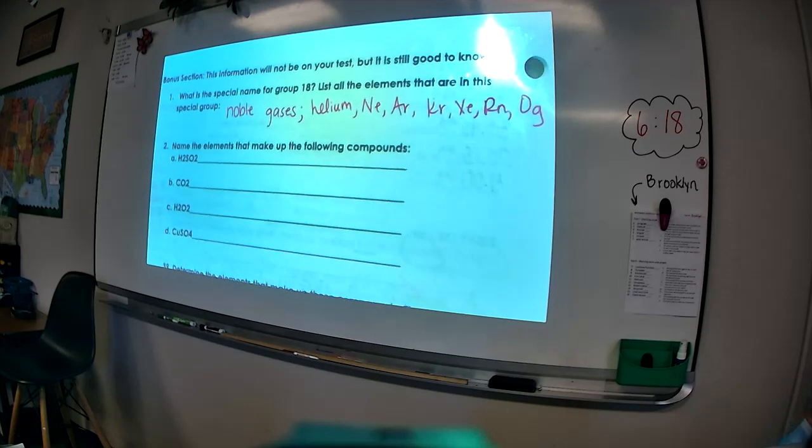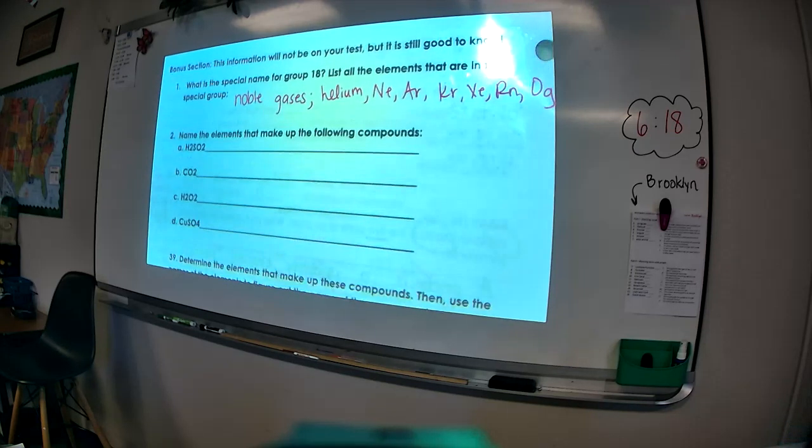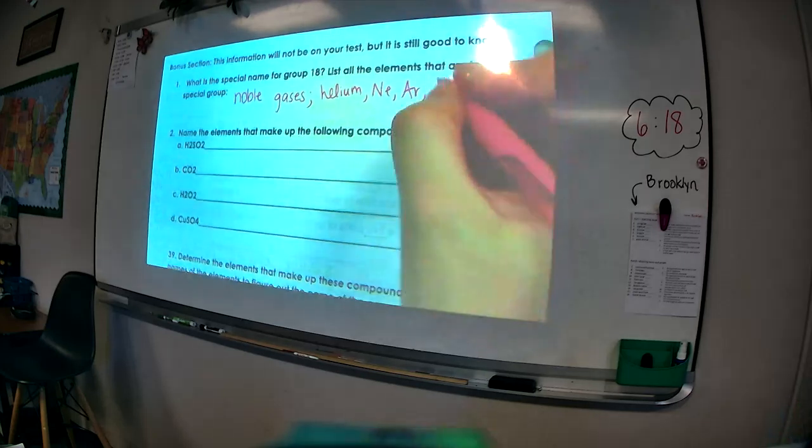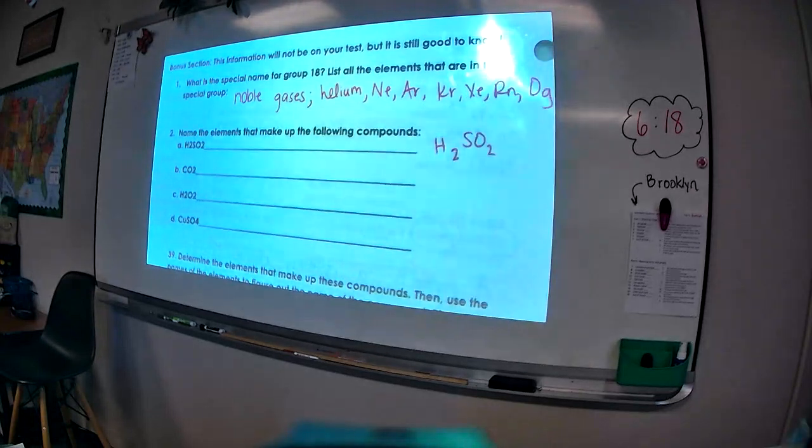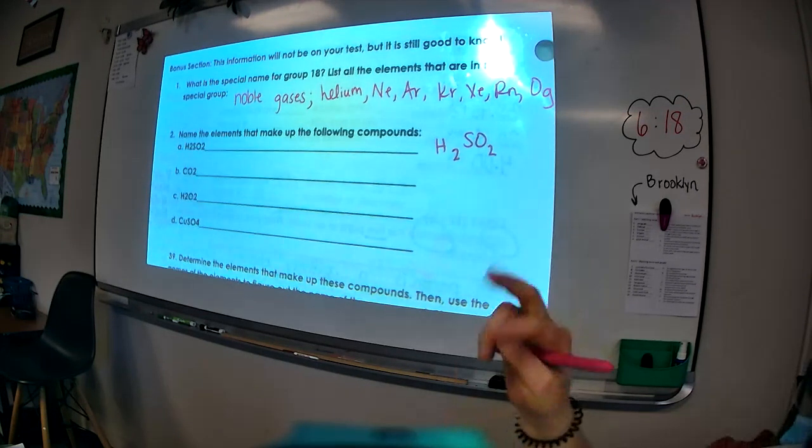All right, number 2. I've given you the chemical formula. You need to go back and list which elements are in these compounds. So, kind of like this is the recipe. I want you to tell me what the ingredients are. Now, keep in mind that this would actually look like H2SO2. Okay? The numbers are usually subscripts. So, someone tell me, what are the elements involved in this quote-unquote recipe?